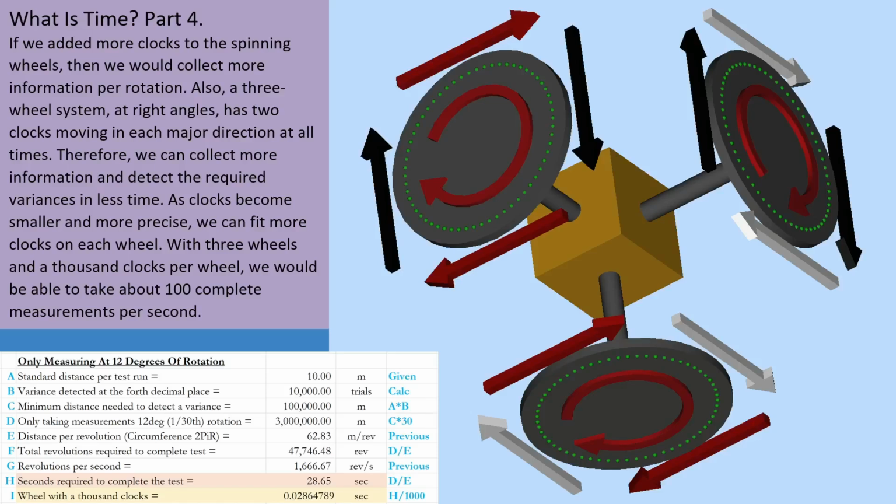If we added more clocks to the spinning wheels, then we would collect more information per rotation. Also, a three-wheel system, at right angles, has two clocks moving in each major direction at all times. Therefore, we could collect more information and detect the required variances in less time. As clocks become smaller and more precise, we can fit more clocks on each wheel. With 3 wheels and 1,000 clocks per wheel, we would be able to take about 100 complete measurements per second.